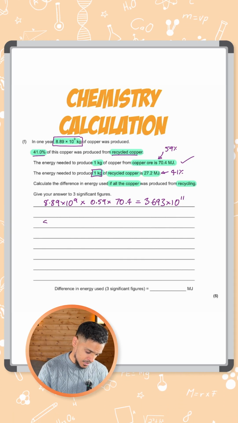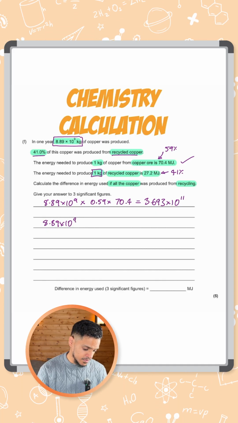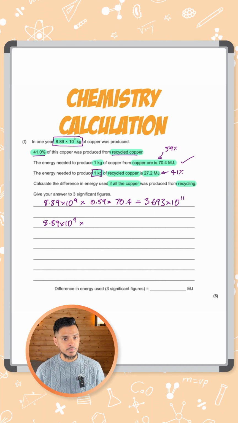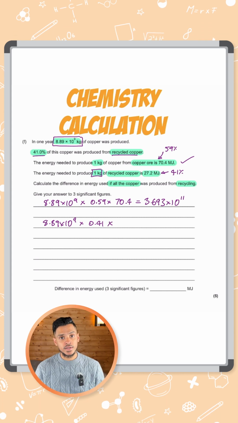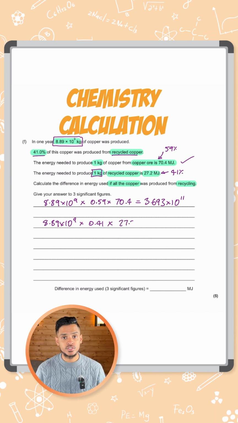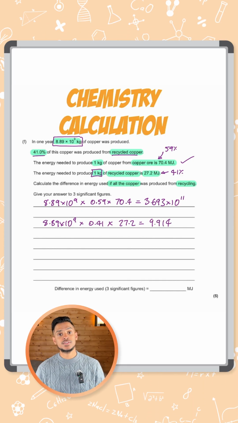So that's going to be, again, 8.89 times 10 to the 9. This time we don't want 59%, we only want 41%. So 0.41, and times that by the energy for 1 kilogram, which is 27.2 megajoules. Putting that in your calculator will give you 9.914 times 10 to the 10.